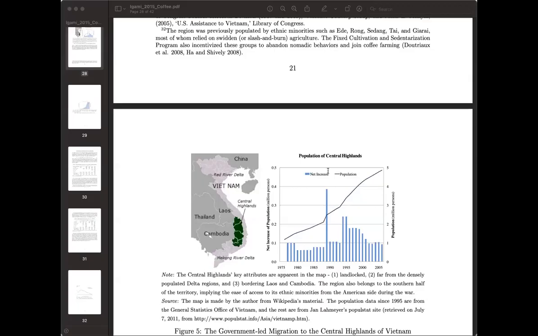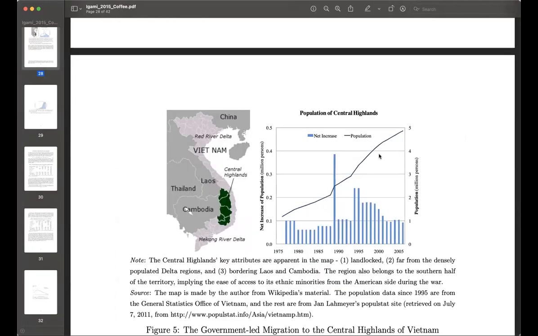Then I'm going to share my screen. Okay, so here I'm sharing Igami. Can people see it?